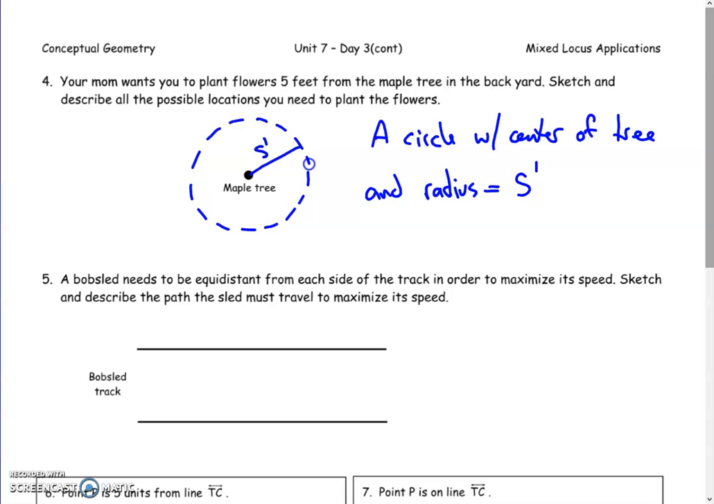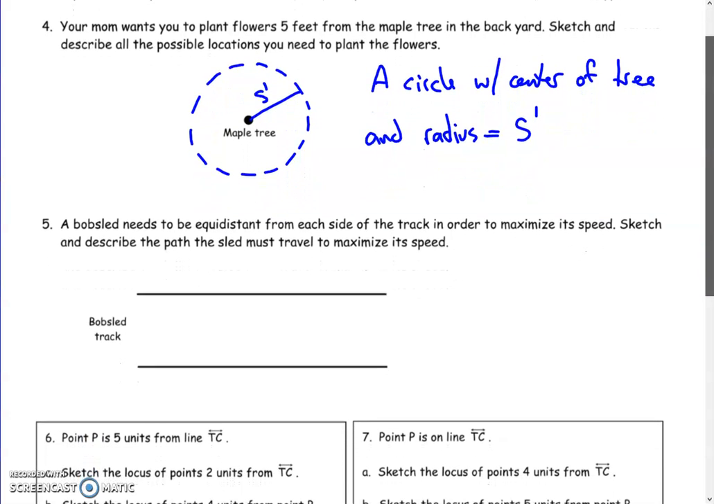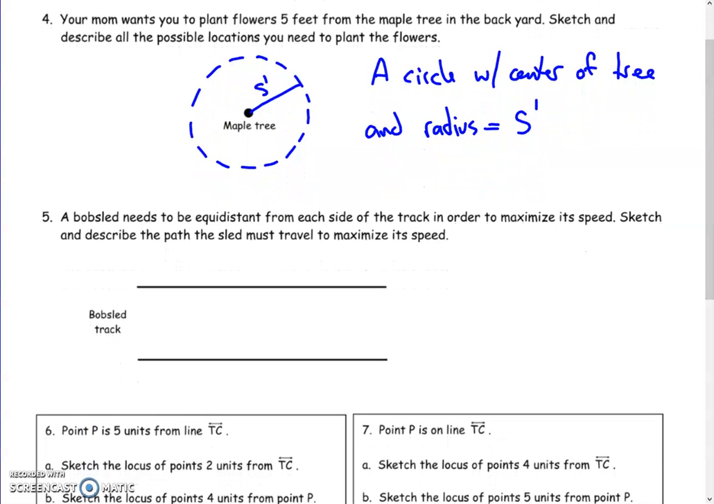And the last one, number 5, this is the last theorem we had. A bobsled needs to be equidistant from each side of the track in order to maximize its speed. Sketch and describe the path the sled must travel to maximize its speed. There's the bobsled track. Basically here, I'm giving you 2 parallel lines. And if you want to travel equidistant to them, you travel right down the middle.